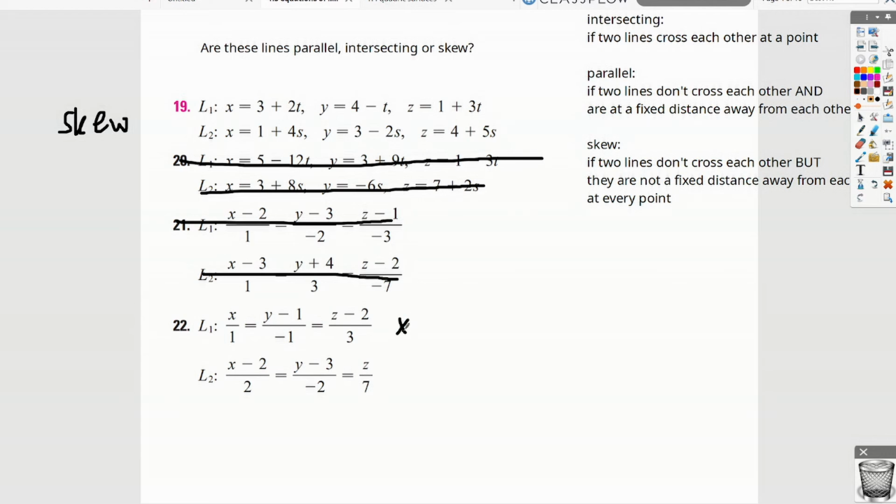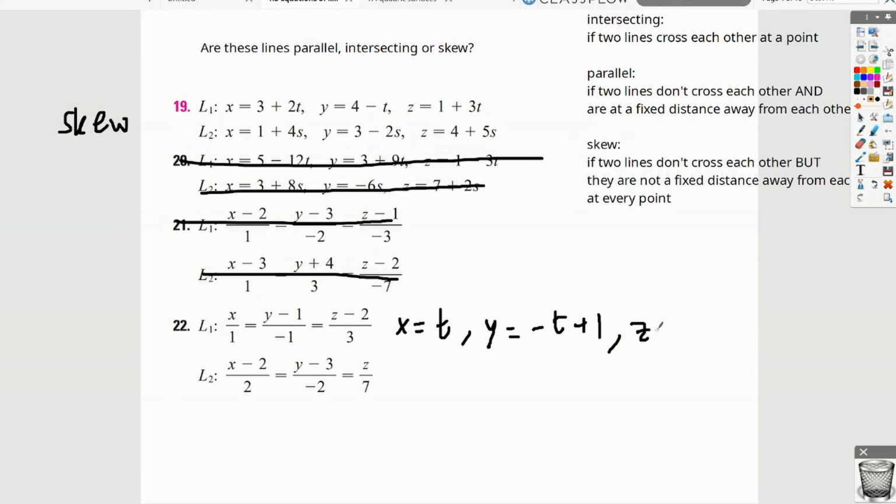So x over 1 is just x equals t. Yeah, it's just x equals t. And then y minus 1 over negative 1 equals t. So y equals negative t plus 1. Right? So y is equal to negative t plus 1.